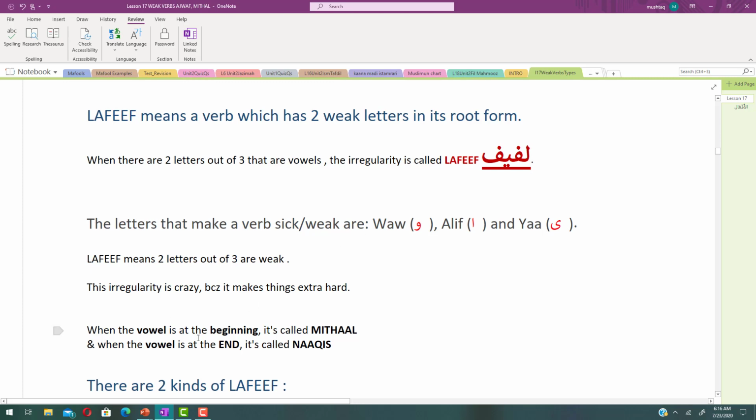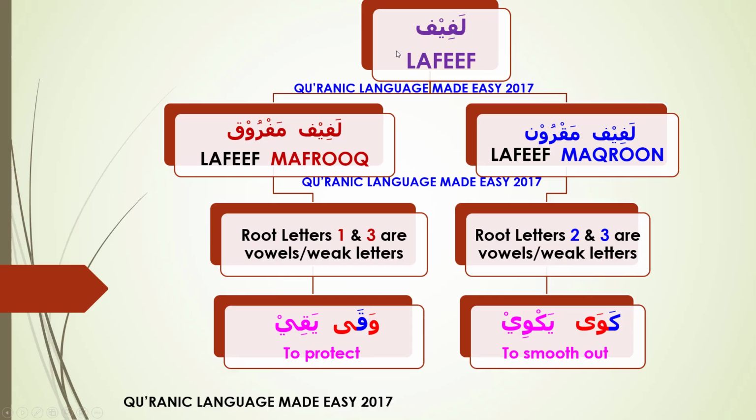Because when the vowel is at the beginning, this is called mithal. And the vowel which is at the end is called naqis. Whereas a lafif is a word which includes both mithal and naqis. That's when things get a little hard. Don't worry, you'll get it, inshallah. There are two types of lafif. The first is lafif mafruq. The second type is lafif maqroon.